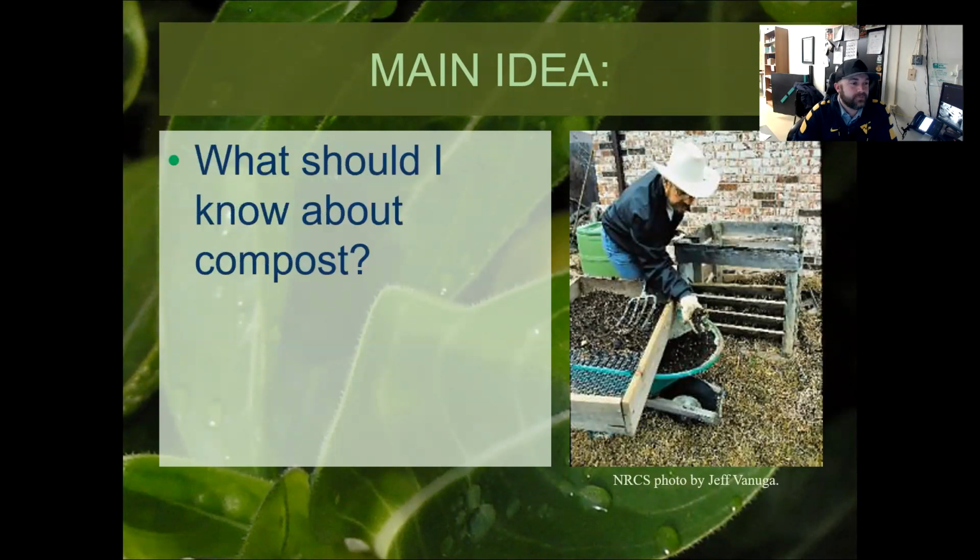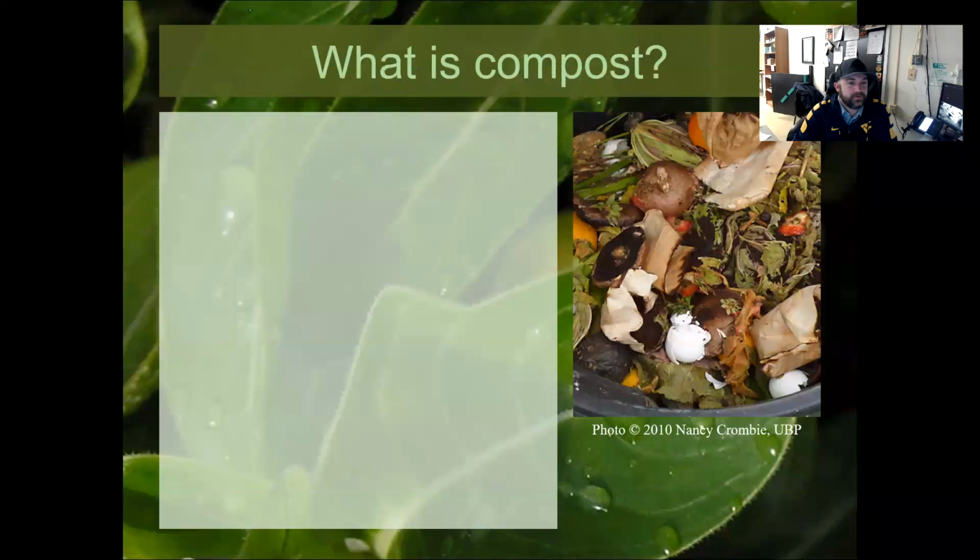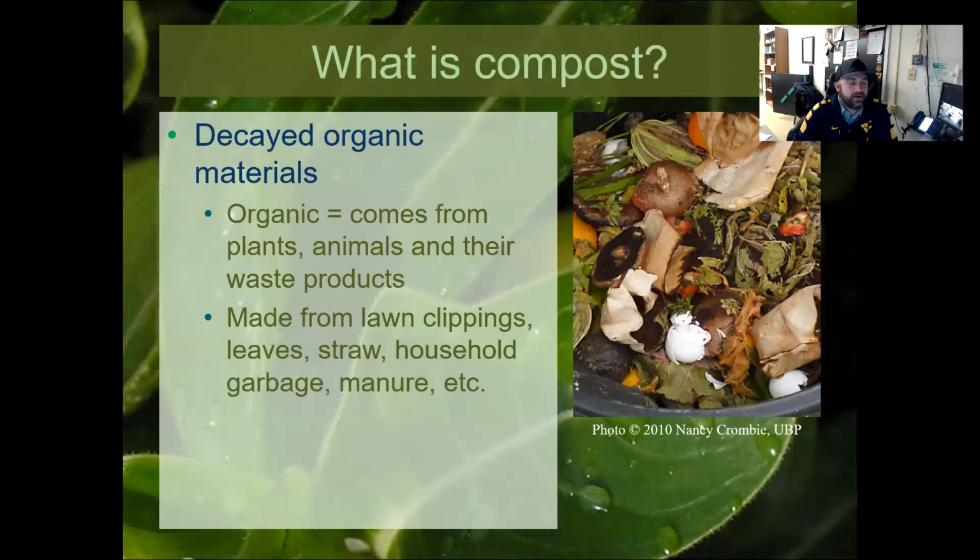What's our main idea here? What should I know about compost? What is compost? It's decayed organic material. Organic meaning it comes from plants, animals, and their waste products, made from lawn clippings, leaves, straw, household garbage, manure, etc. Pretty much anything that's more natural.